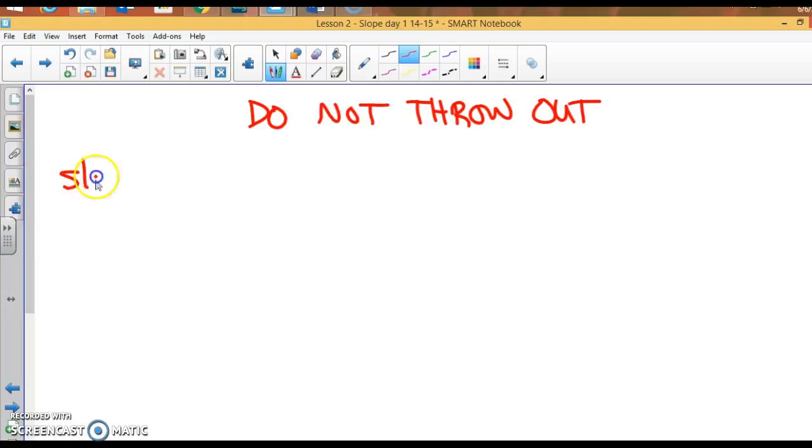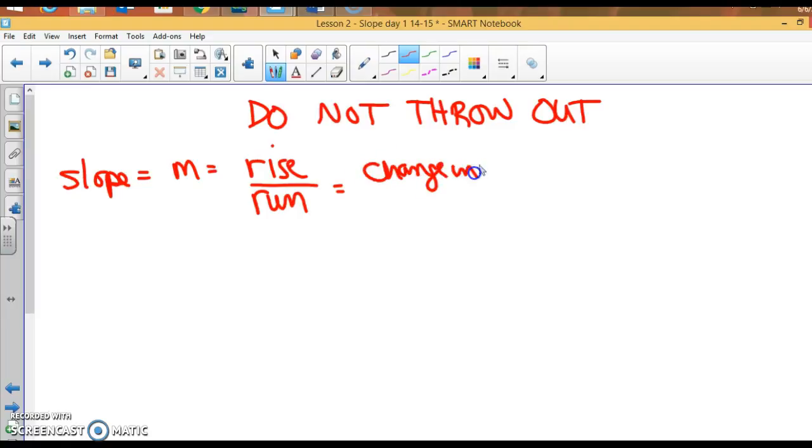Today we're talking about slope. Slope is always denoted with the lowercase m. Some words that describe slope are rise over run. Rise is the up and down or y value. Run is the left and right or x value. Another way to write this is change in y, and we talked about this yesterday, over change in x. That's our rate of change.